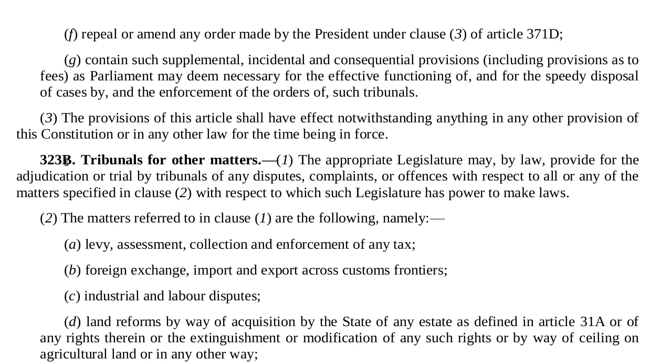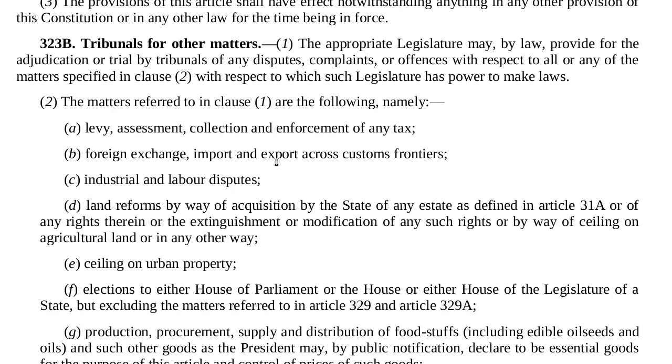Article 323B. Tribunals for other matters. 1. The appropriate legislature may, by law, provide for the adjudication or trial by tribunals of any disputes, complaints or offences with respect to all or any of the matters specified in clause 2 with respect to which such legislature has power to make laws.